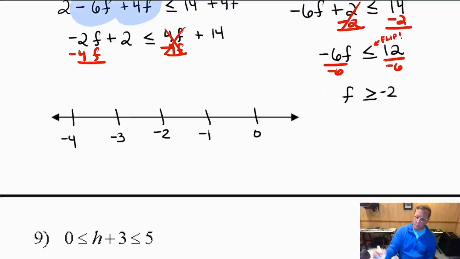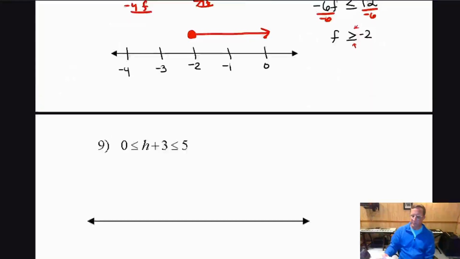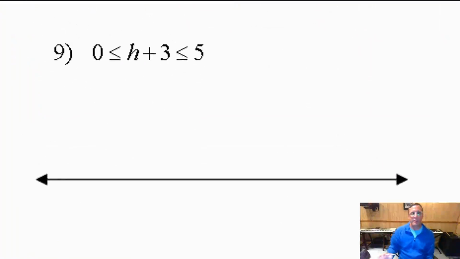And for this one, we're going to put a closed point at negative 2, close it, because it's equal to, because we have a little line there underneath it. And then we're going to draw our vector to the right. There you go. On number 9, now this is called a compound inequality.